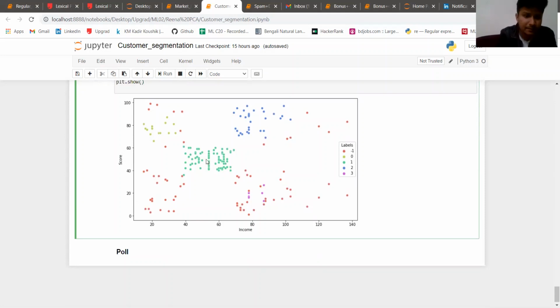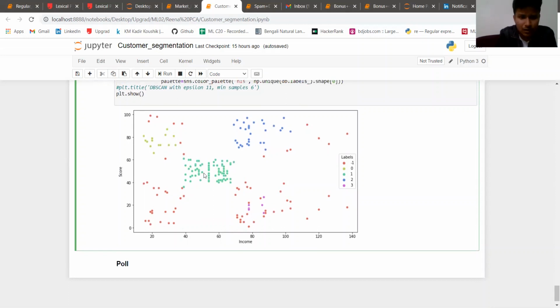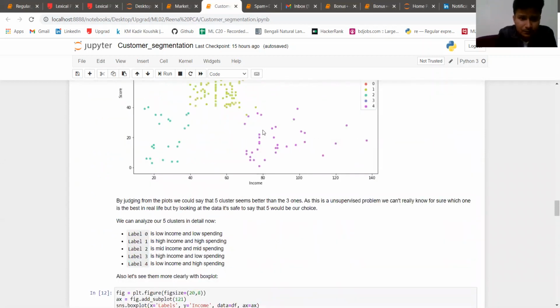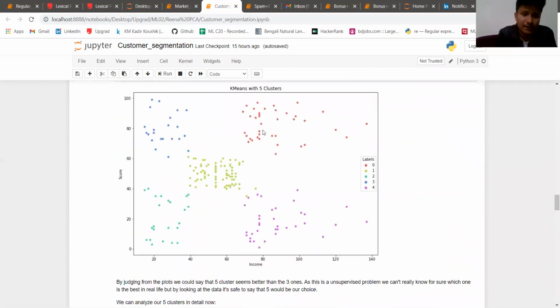And yes, the same explanation as before: we have customers with mid income and mid spending behavior, low income and high spending behavior, low income and low spending behavior, high income and low spending behavior, and high income and high spending behavior. But if we have to choose a particular algorithm for this analysis, I think this one is showing a better result. So we'll be working with this.